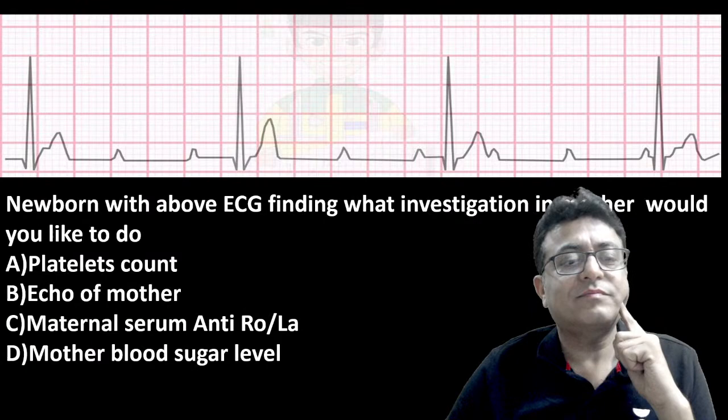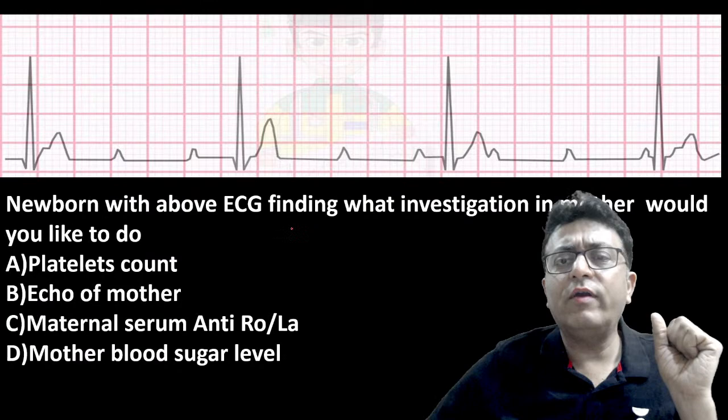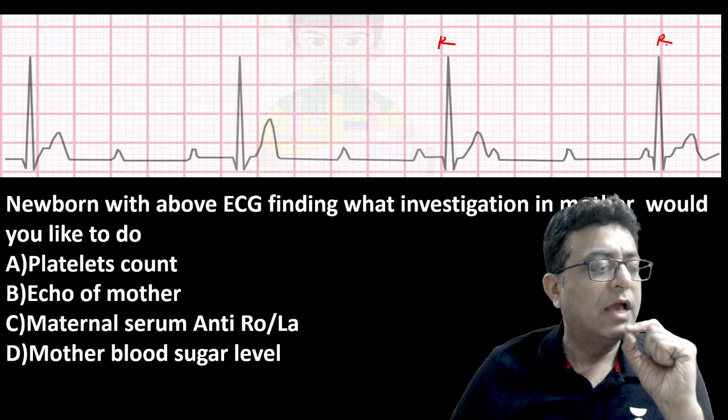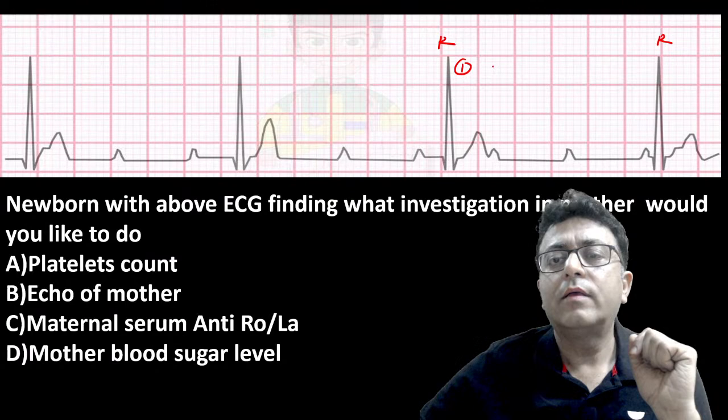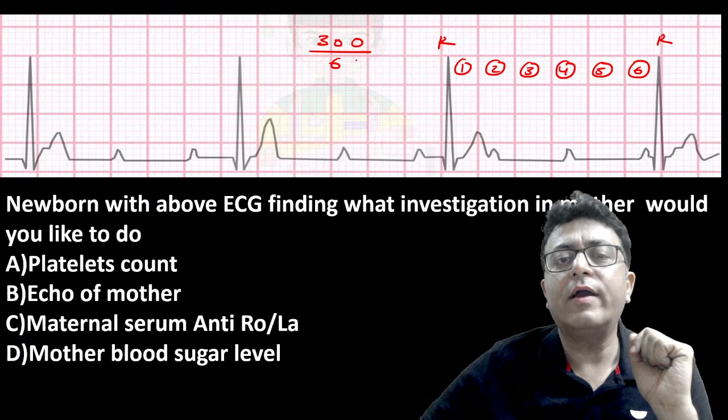Newborn with the above ECG finding. First thing, we calculate the heart rate. R and R, how many squares between two R? Large squares: 1, 2, 3, 4, 5, 6. So heart rate is 300 divided by 6, which is 50.